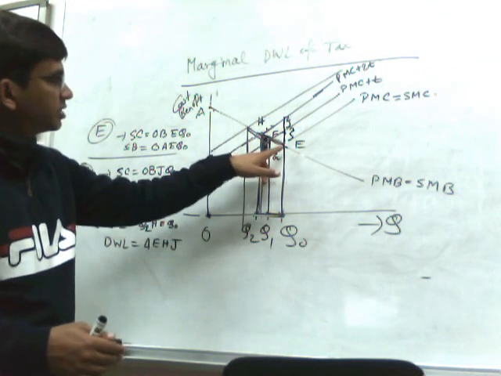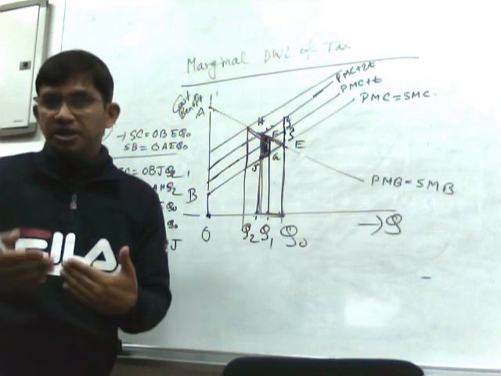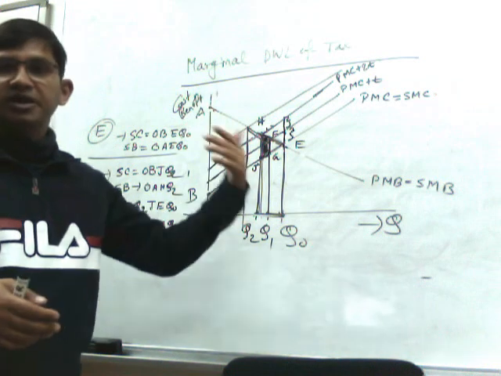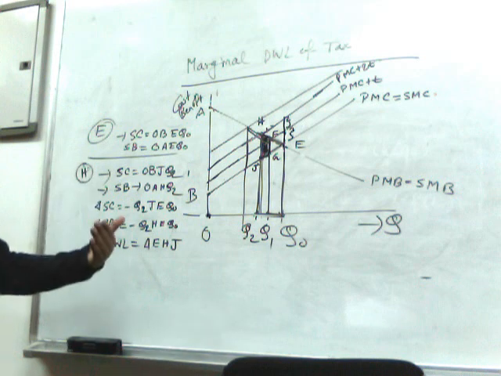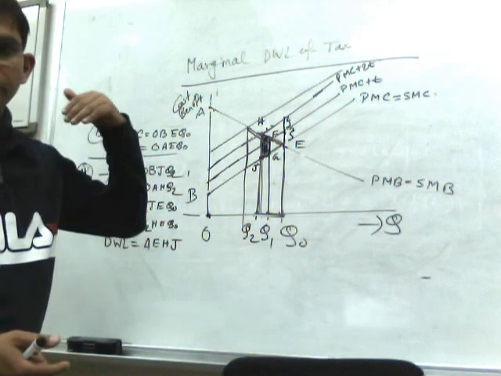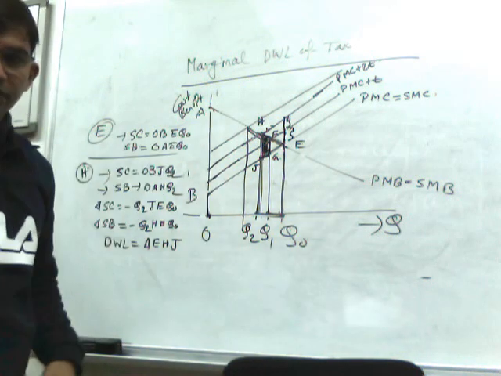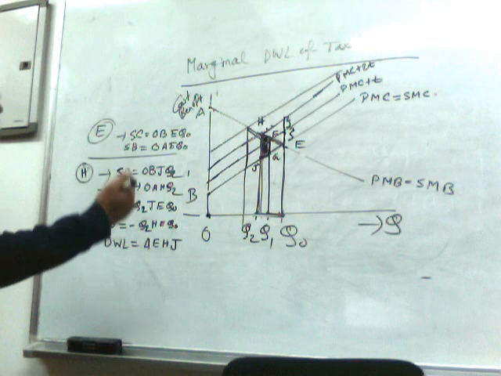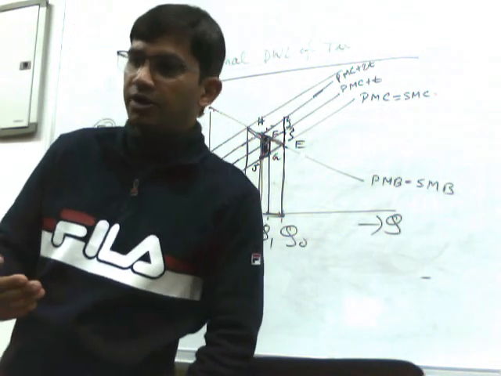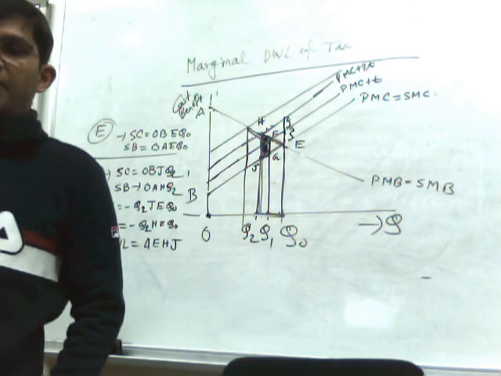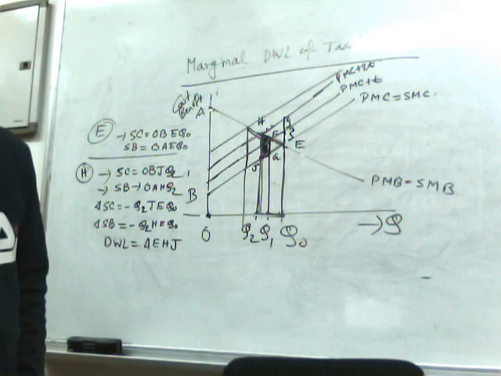So first it moves from E to F. That was the first divergence, and the second time, whenever further tax is imposed, the equilibrium point moves further away from the socially optimal point of equilibrium. As the government keeps on increasing the tax, there will be further divergence from the socially optimal equilibrium, and there will be more additional deadweight loss for additional tax. So as the tax rate keeps on increasing, the marginal deadweight loss will also increase.